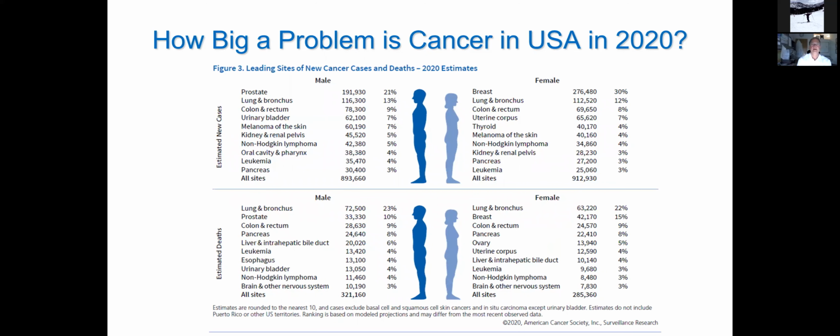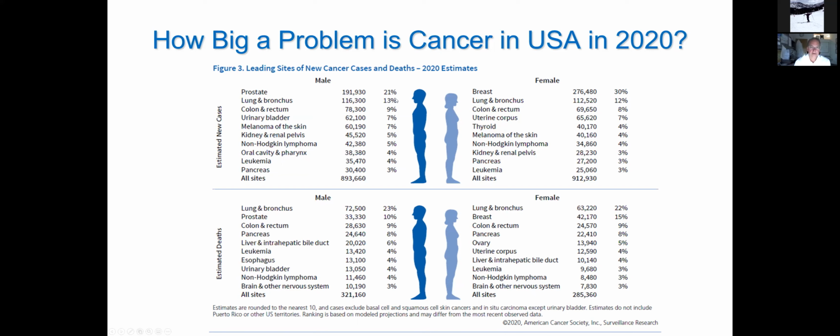So this is a figure and table basically showing the estimated new cases and estimated deaths. And it's sort of worth taking a few minutes here to unpack this. Again, this is from the American Cancer Society. You can Google this and get this from Cancer Facts and Figures. And they separate males to the left, females to the right. And of course, there's some cancers that are specific to a certain sex. So prostate cancer tends to happen in males, and breast tends to happen in females.